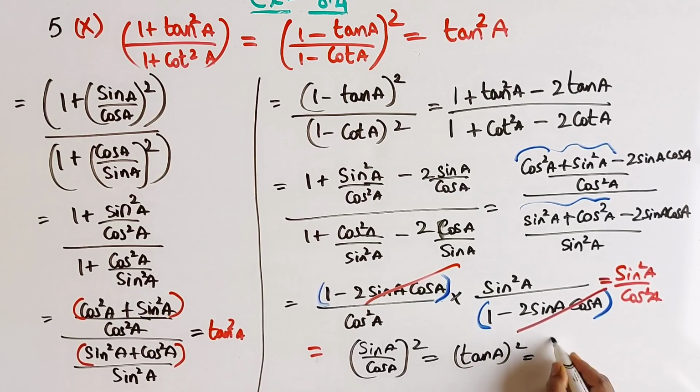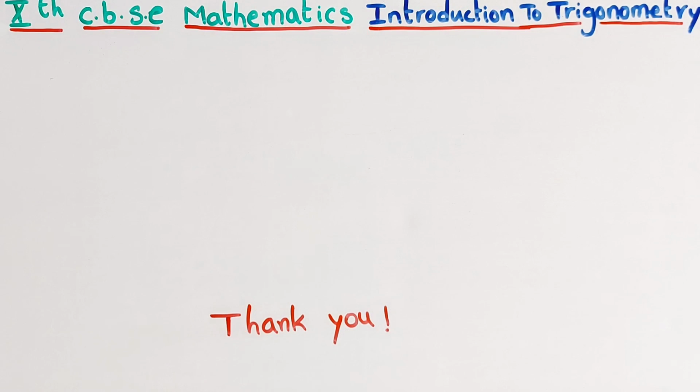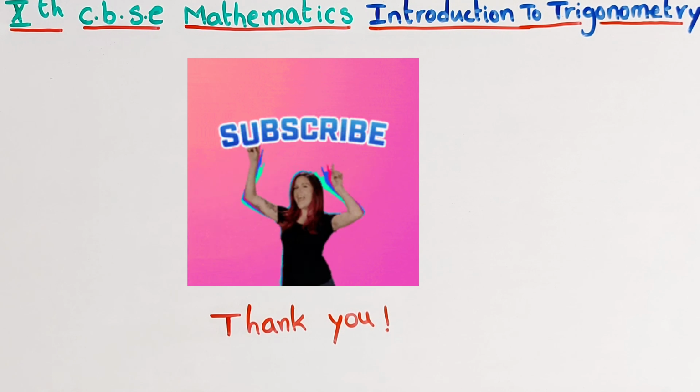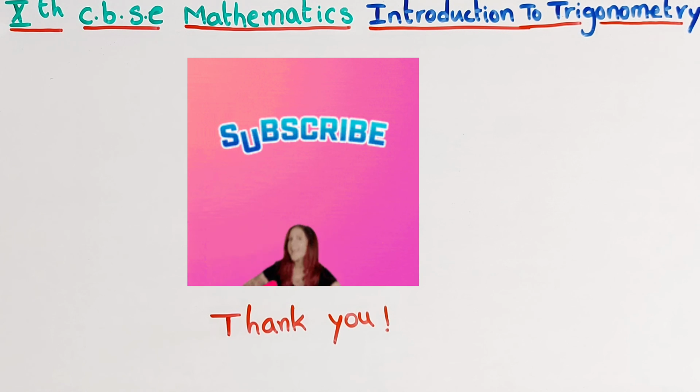It's nothing but tan square A. This is the end of this chapter, children. Please learn all the formulas and trigonometric ratios and identities properly. Thank you very much.